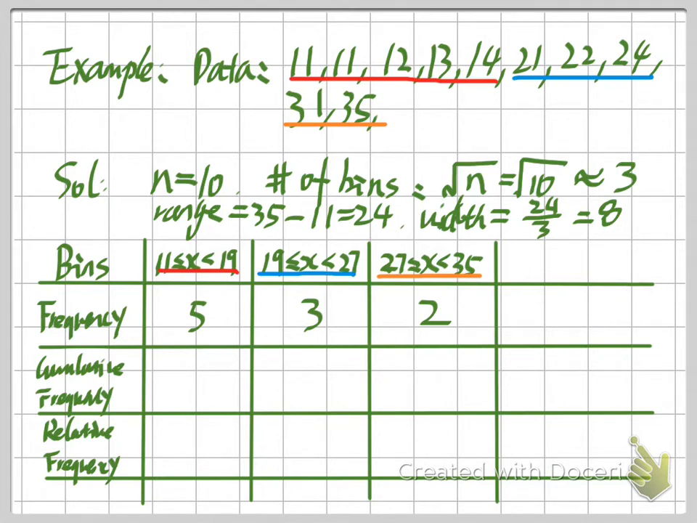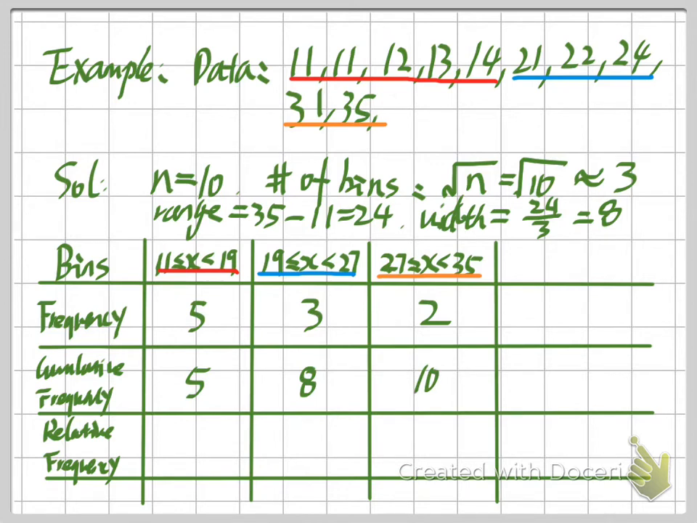Okay, and then how to compute the cumulative frequency. This idea is really similar to how we compute the cumulative distribution function for a discrete random variable. The first one is just itself, 5. The second one is the first plus the second, so 5 plus 3 equals 8. And the last one sums the first, second, and third, so 5 plus 3 plus 2, and the total is 10.